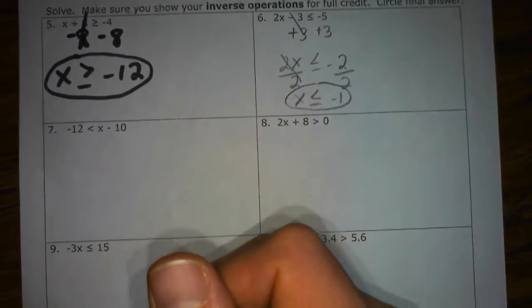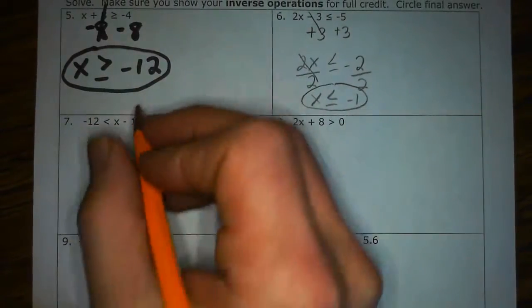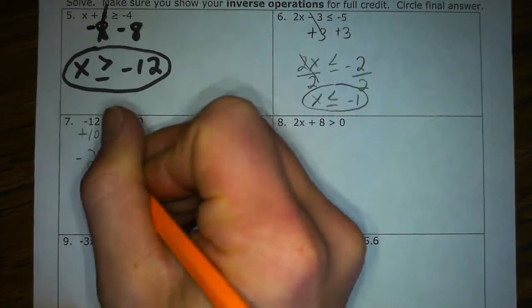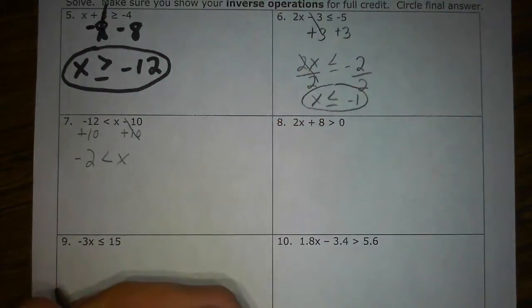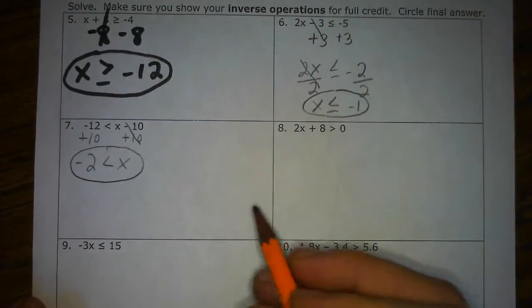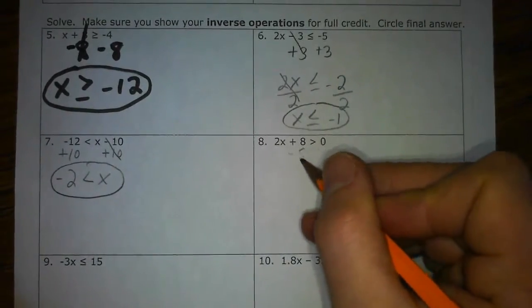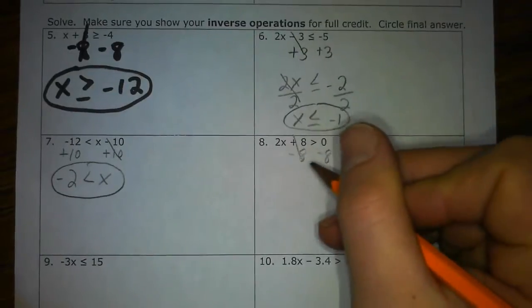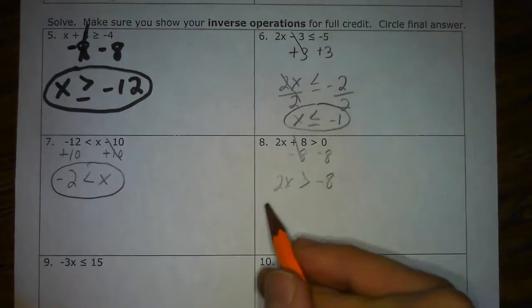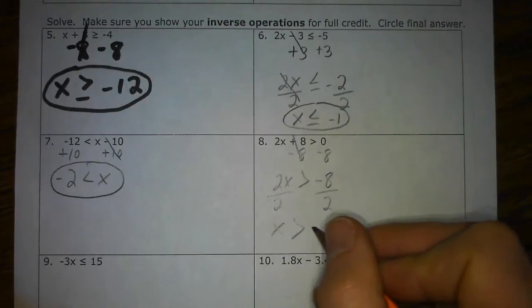Alright, that's number 6. Number 7, negative 12 is less than x minus 10, so we're going to solve. Add 10 to both sides. Negative 2 is less than x. So that's it, just one step. Again, didn't need to flip anything because I'm just adding to both sides. Didn't multiply or divide. Alright, number 8. I'm going to start by subtracting 8 from both sides. So we get 2x is greater than negative 8. The next step is divide by 2. X is greater than negative 4.